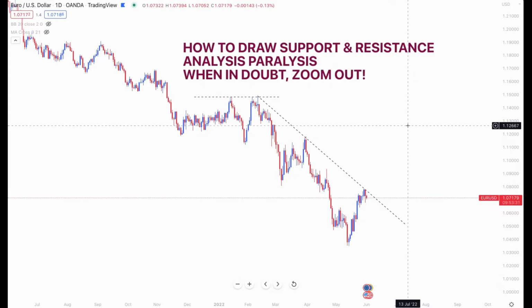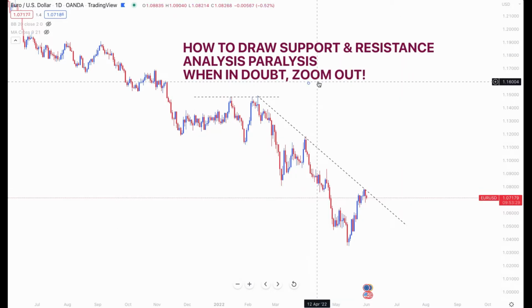Let's get into the information for today. Today, we will be looking at 3 main things. The first one being how to actually draw support and resistance. How do we physically draw these zones on a chart? The second point being analysis paralysis. Sometimes we draw too many levels and we freak ourselves out, right? Then the third one being when in doubt and when we freaked out, zoom out.